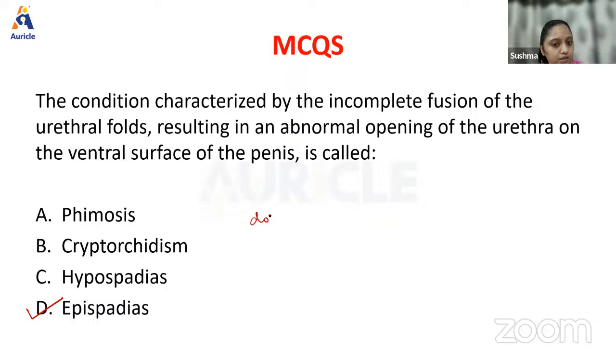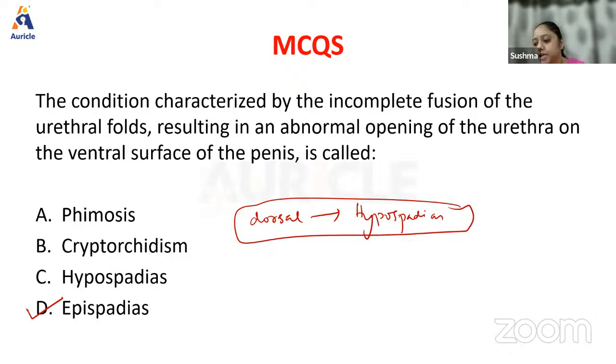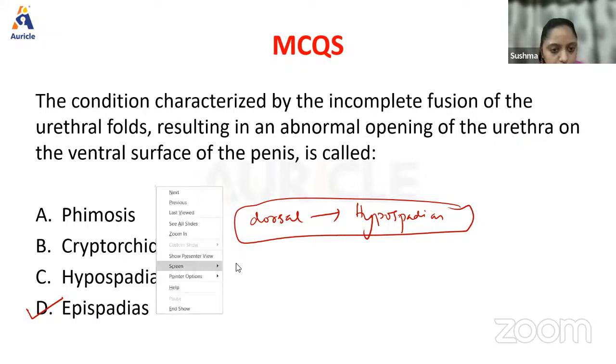Spadias. If it is on the dorsal surface, then it is called hypospadias. Hypospadias. So this is how the development of the genitourinary system takes place. Just to summarize, guys, let me take a new paper.